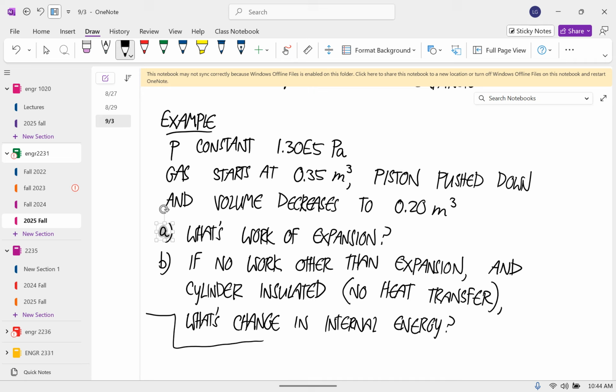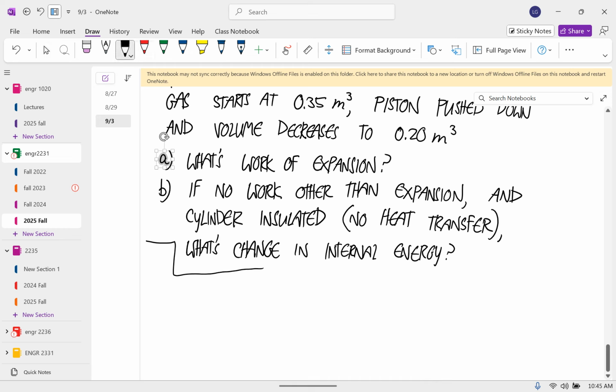Okay? Then it's not immediately obvious that you have to calculate the work of expansion, but you do have to calculate it in order to do part B. And the way that you should see that that's maybe true is the fact that it gives you the constant pressure.